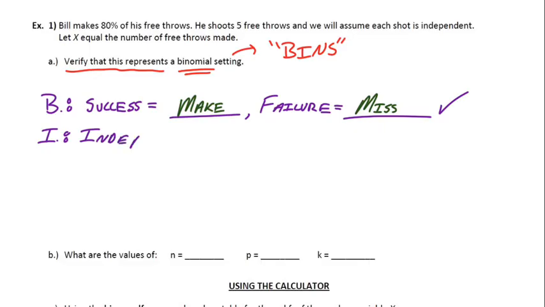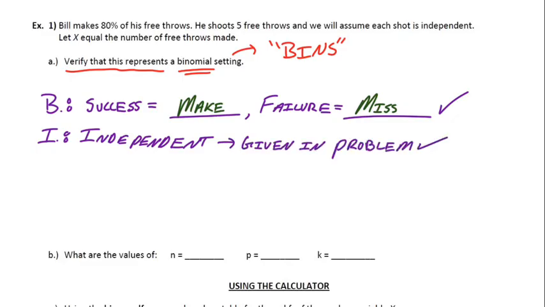So the B's good, and then the I, how about independence between free throws? Well, it says in the problem, we're going to assume that each shot is independent. So to meet this condition, we can just say given in the problem.